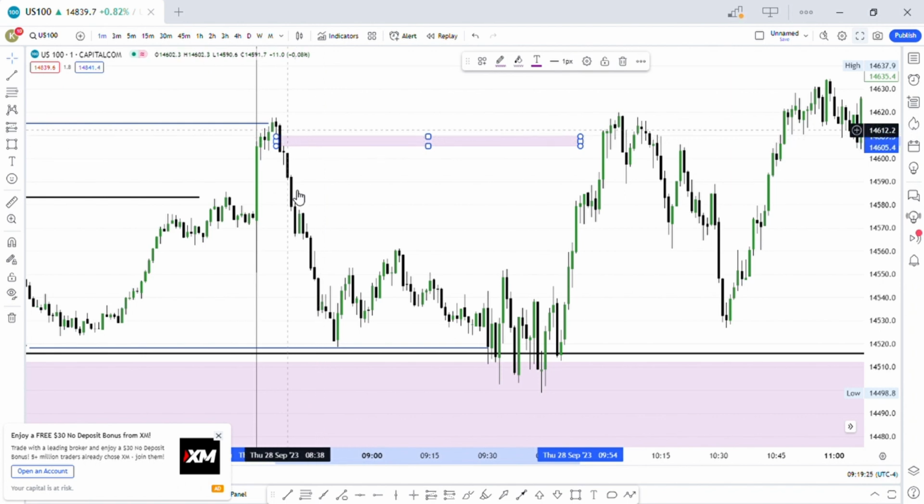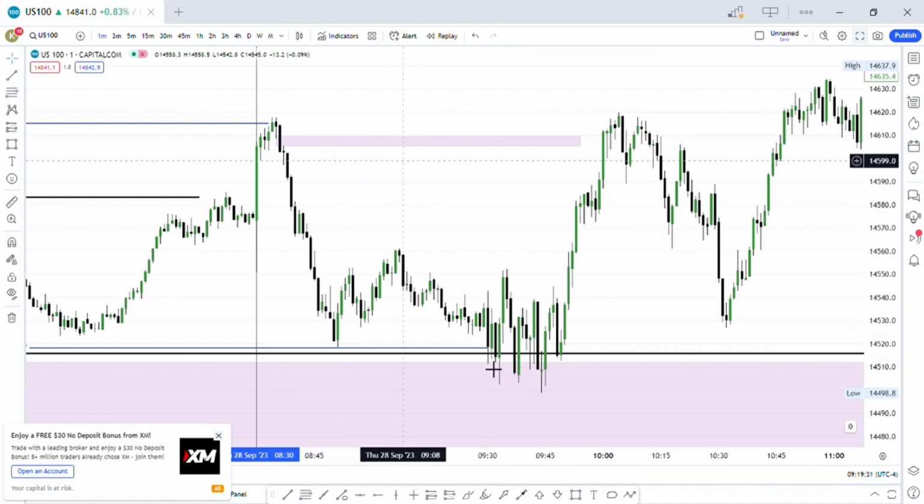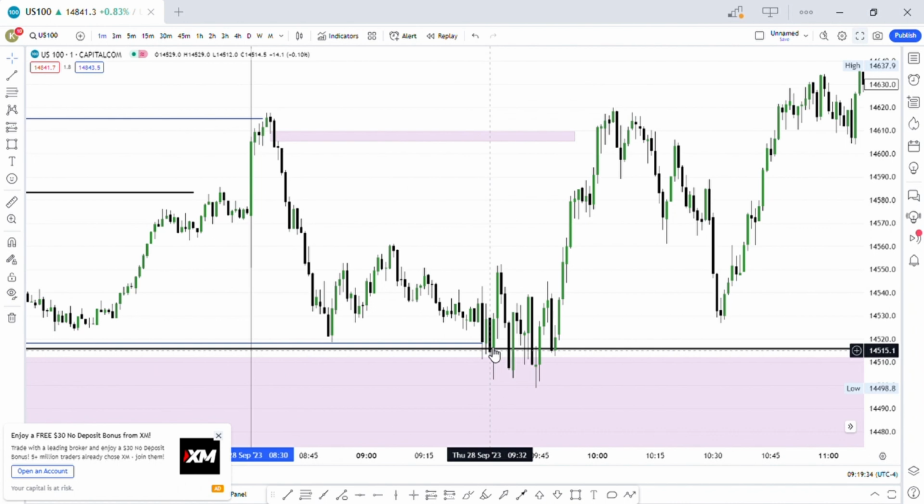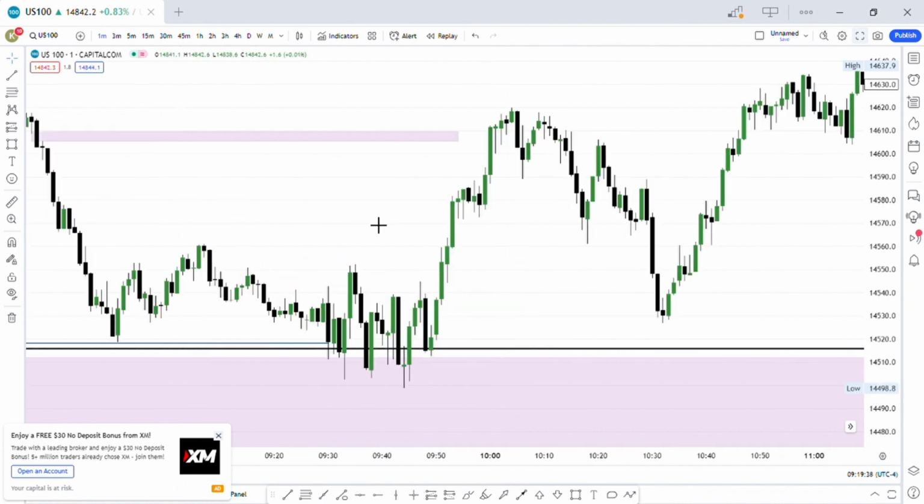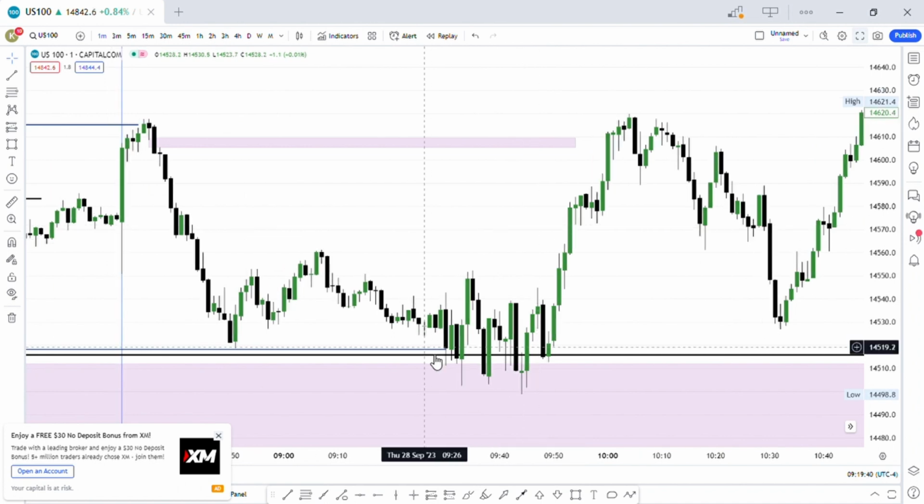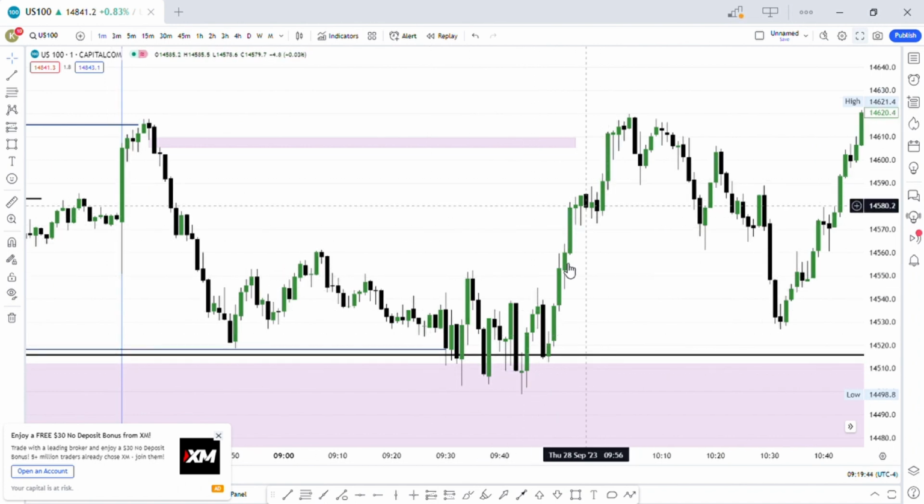Instead, the market just sold off. Then it created equal lows here. The market consolidated. Then it tapped into the order block and the fair value gap. Right. So as soon as it taps into this fair value gap and the order block, we know that we are looking for a change of direction for the market to buy. Right. Then what do we have?